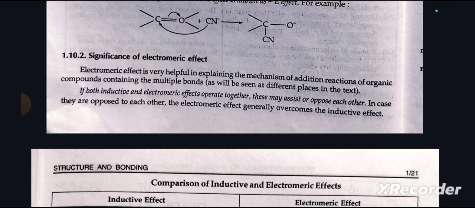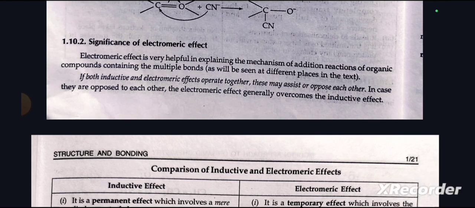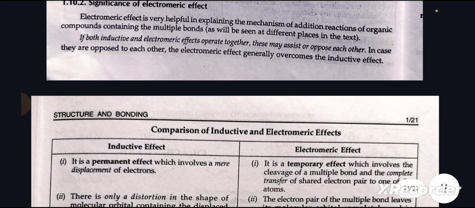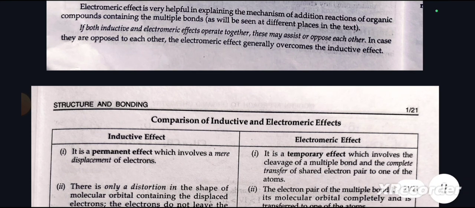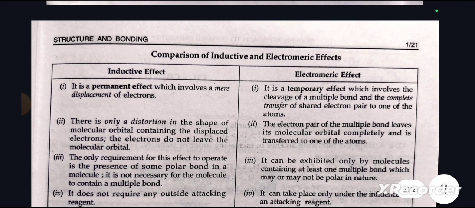1.10.2 Significance of electromeric effect. The electromeric effect is very helpful in explaining the mechanism of addition reactions of organic compounds containing multiple bonds, as we will see at different places in the text. If both inductive and electromeric effects operate together, they may assist or oppose each other. In case they oppose each other, the electromeric effect generally overcomes the inductive effect.